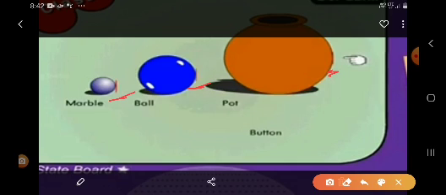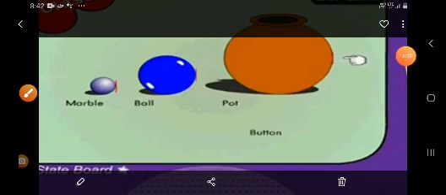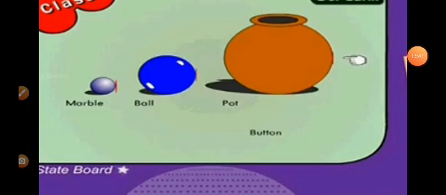See children, on the pot, as the size of the pot is very big, the button is completely laid on the pot. That means children, as the size of the pot is big, the button gets completely laid on the pot. So children, similarly with the earth.